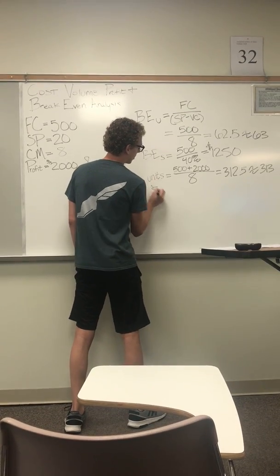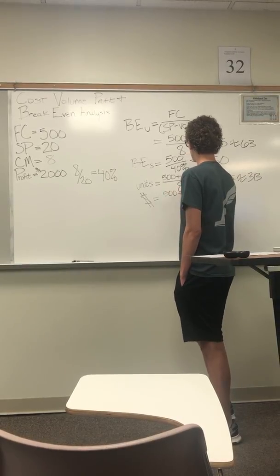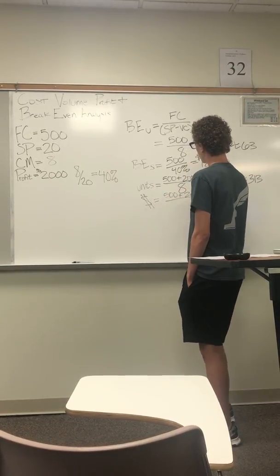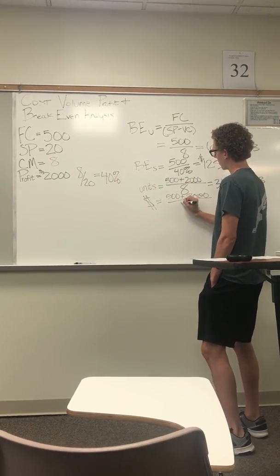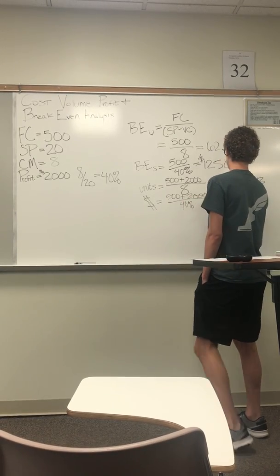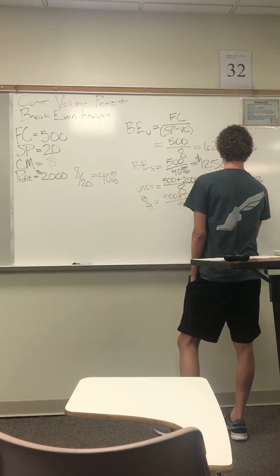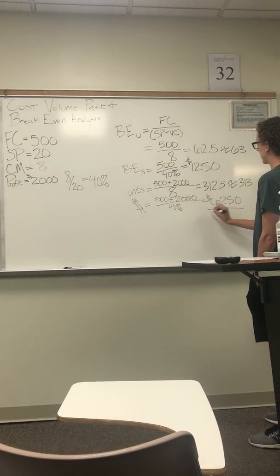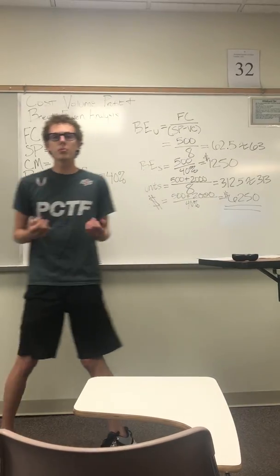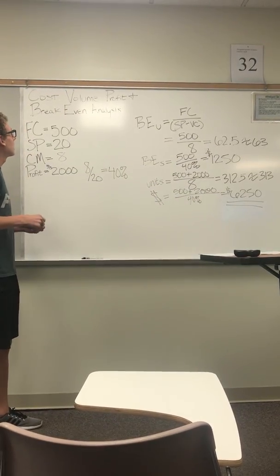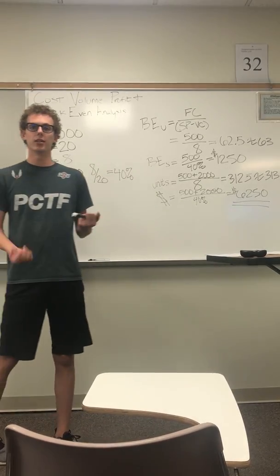Now again, for sales, it's the 500 plus 2,000 over our contribution margin ratio, which is again this 40% number, and that gives us $6,250. That is the level of sales that we have to do in order to make a profit of $2,000. So this is a pretty easy concept, and hopefully now you understand cost volume profit and break-even analysis a little better. Thank you.